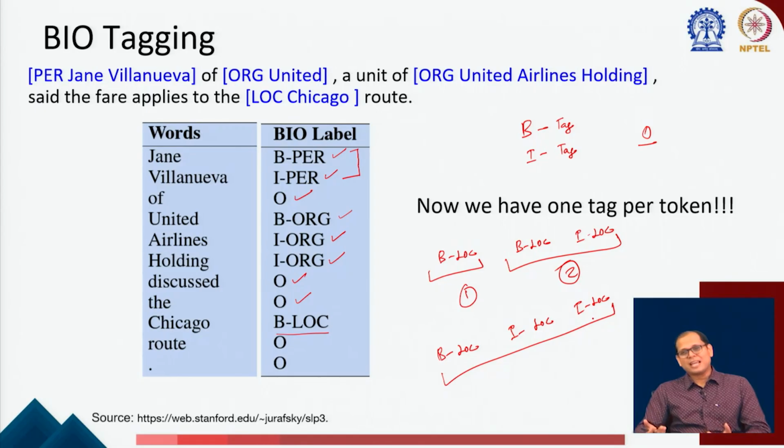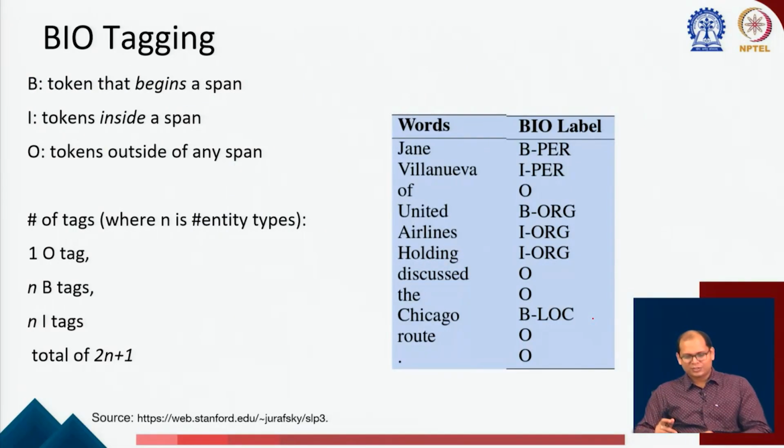And then you have only one tag per token, right? So if you are using BIO tagging, beginning, inside and outside, you will have a few more tags than you already had. Let's say you had n entity types, like person, organization. So how many tags will you have finally for your problem? For each of these you use beginning and inside, so you have n B tags, n I tags, and 1 O tag. So you have 2n plus 1.